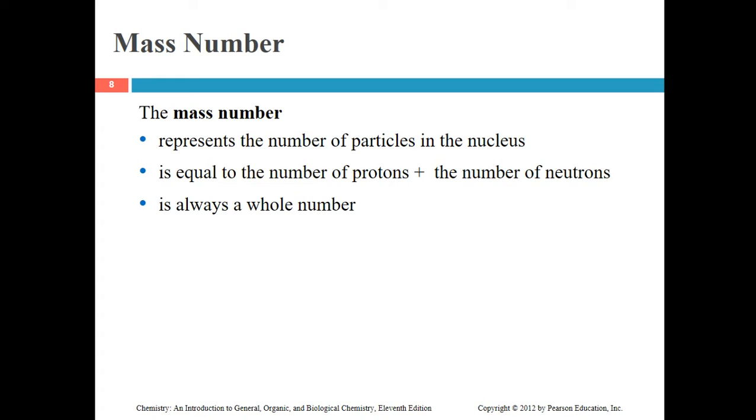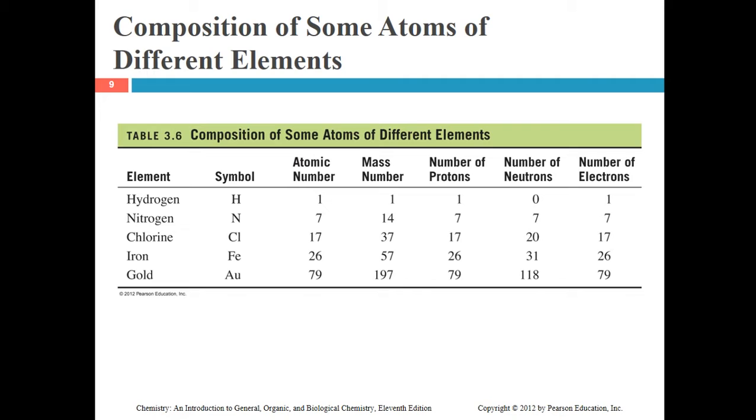Now, the mass number, though, is the other number there that is represented. It's equal to the number of protons and the number of neutrons. It represents the number of particles that's in the nucleus. It is always a whole number. So when you look at these, we look at this chart. Now then, let's look at chlorine. So we go down. The atomic number is 17. The mass number is 37.